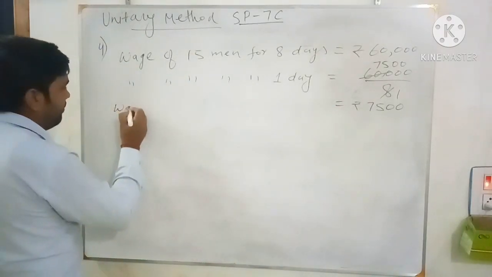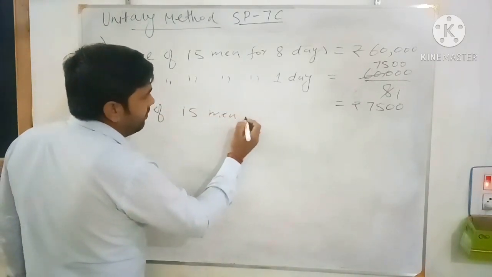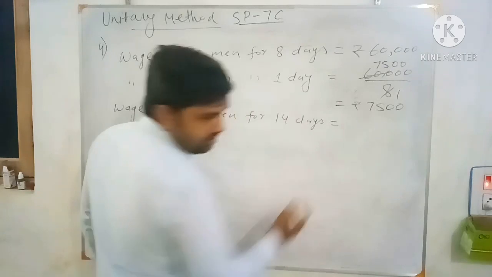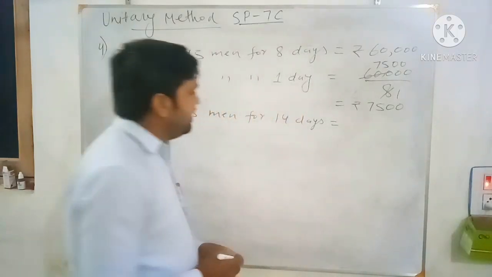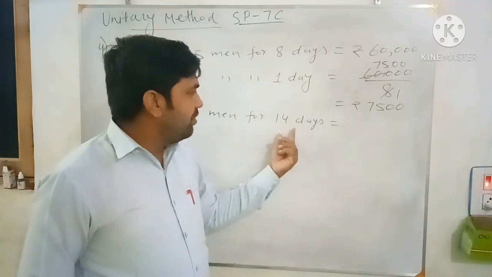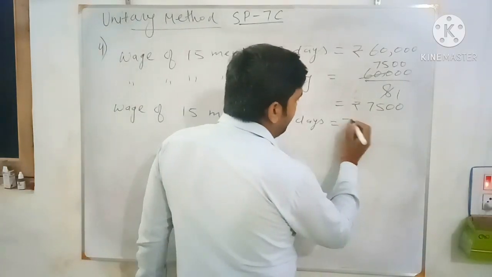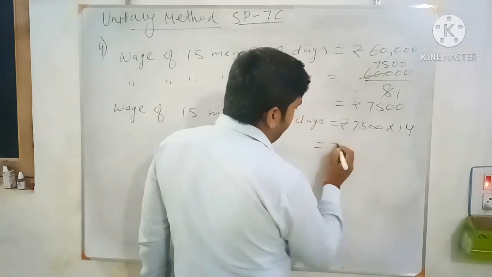Therefore, the wage of 15 men for 14 days. Here it is asked how much they would receive for 14 days. So the 14 days wage will be more than 7,500, because that is the wage of 1 day. So for more than 1 day, we multiply the number 14 by the wage of 1 day. So that is rupees 7,500 multiply 14.